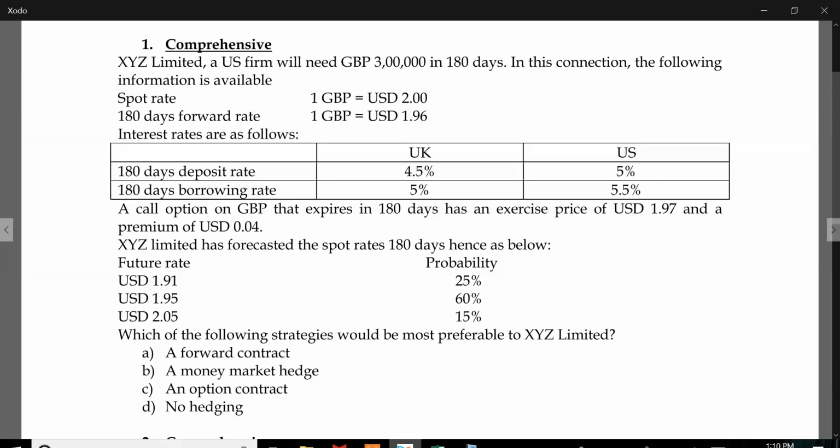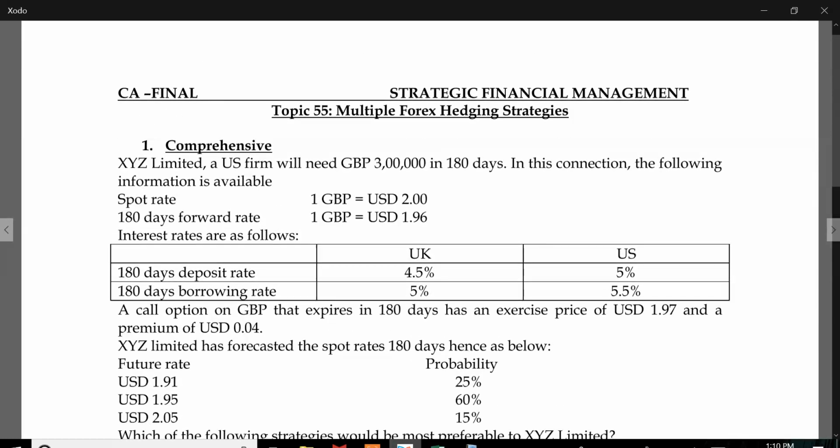Let's start with topic 55. In this topic, you're not going to learn anything new. It's going to be just revising whatever techniques we have learned. Every problem you may have to do forward contract, money market hedge, option contract, futures contract, or leaving it as open, netting, currency invoicing, anything can come in any of the questions. So we are just going to revise all the techniques from the beginning. There will not be a new learning. It's just revising again and again the same set of techniques.